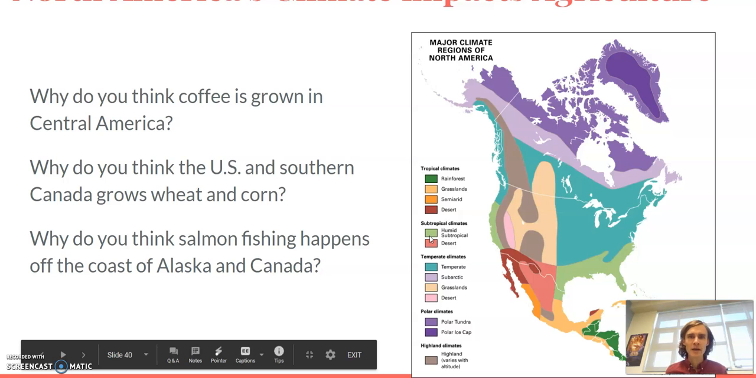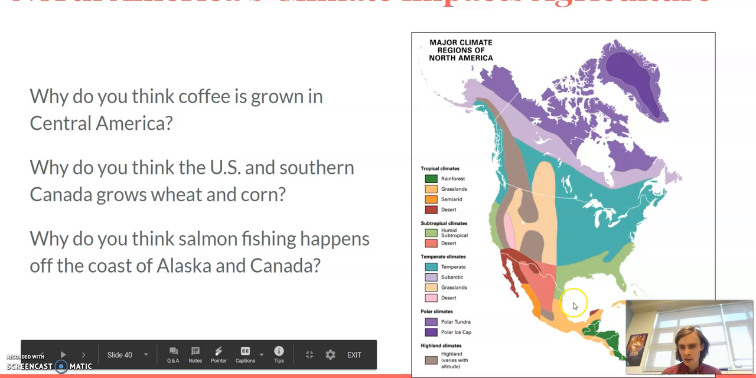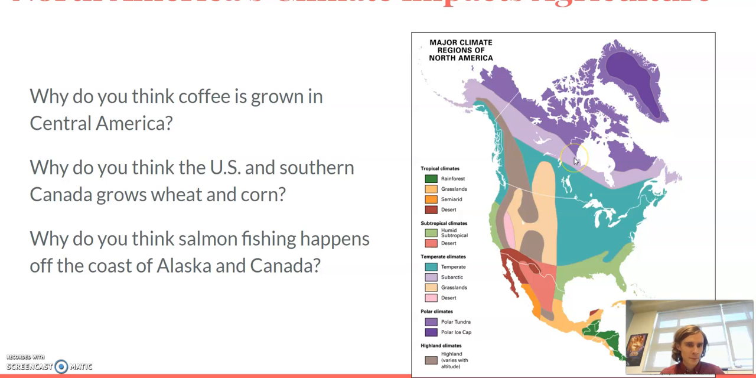Like any region, the climate impacts what you can grow there. So a tropical climate in Central America lets it grow coffee because you need that kind of climate to grow coffee. The temperate climate lets you grow wheat and corn in Canada and North America. And salmon fishing happens when it's cold along the coast of Alaska.